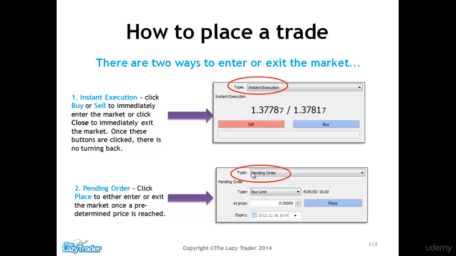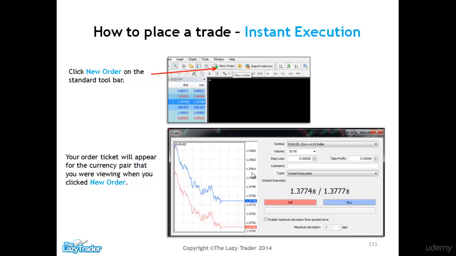So that's the difference between an instant execution order and a pending order. And we can right click on the chart or on the currency pair in question in order to get this order ticket up. Or we can even just click new order here in the top section of MetaTrader 4. It will give us this frame here, the order ticket.